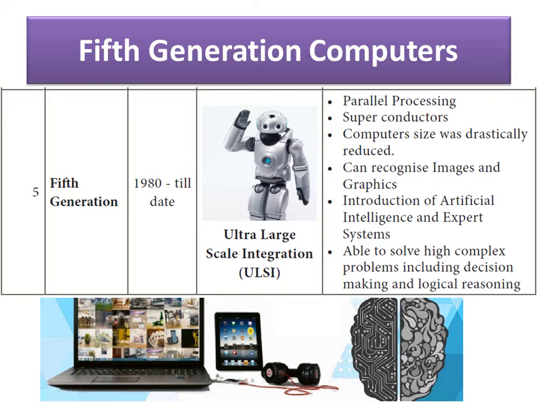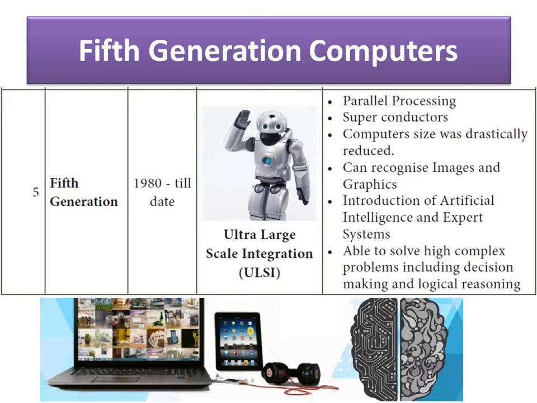Introduction of artificial intelligence and expert systems which are experts. For example, there is a medical system, if you give the symptoms, whatever symptoms you are facing, it is able to come to a conclusion about the decision. What an experienced doctor can do, a computer is able to do, and development is going on for that. Able to solve highly complex problems including decision making and logical reasoning. Till date we were thinking only humans could reason out and think logically, but they are trying to develop a computer which can mimic the brain activity of a human being.